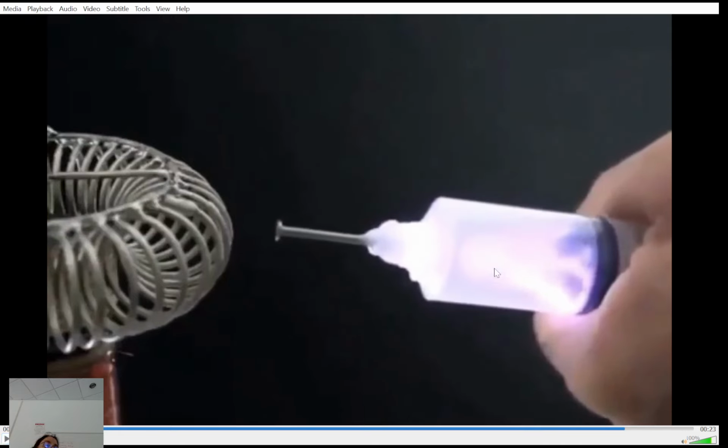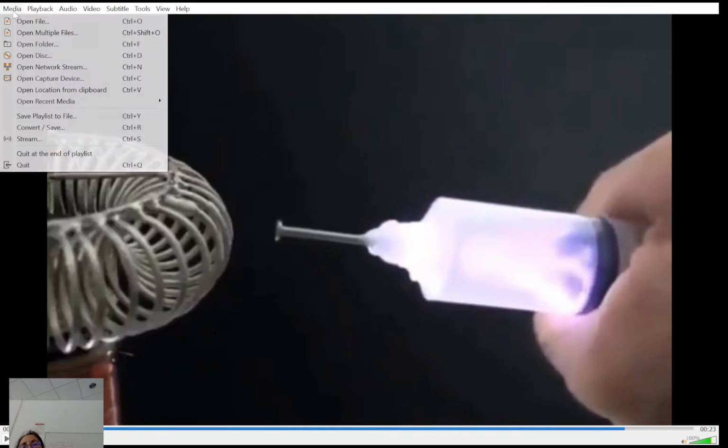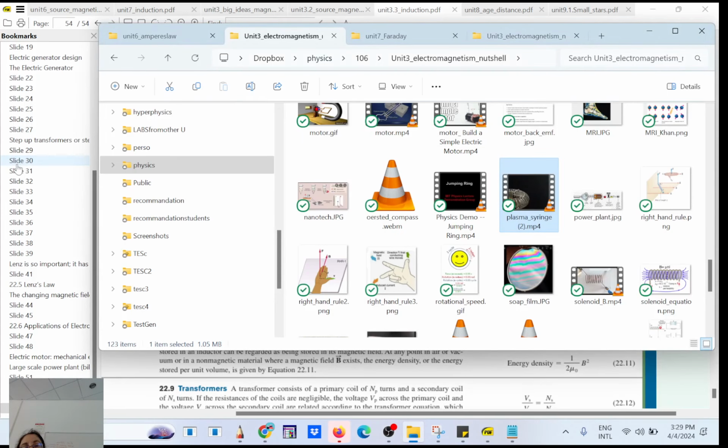So this is called the plasma syringe, right? So you have a very high voltage. You're going to have a discharge because the voltage is so high that it's going to ionize the air molecules. Okay, so you have a spark here, and here it's also ionized. Okay, and this is called the Tesla coil. You can buy them. They are cheap, but maybe not the safest. I don't know.